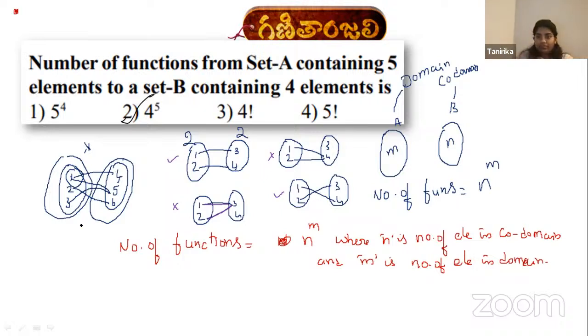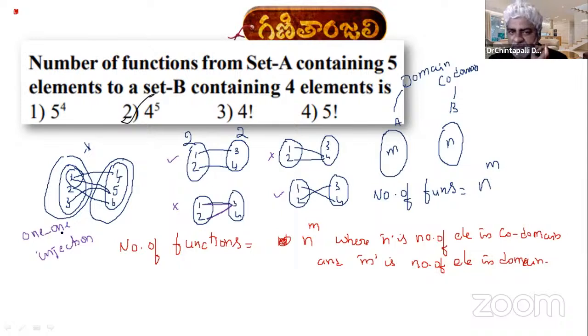Another name for a 1-1 function is injection. Injection and 1-1 are the same. 1-1 function, 1 to 1. These are not 1-1 functions because two different elements have the same image. Whenever in a function two different elements have the same image, it is not a 1-1 function. Of course, it is a function.